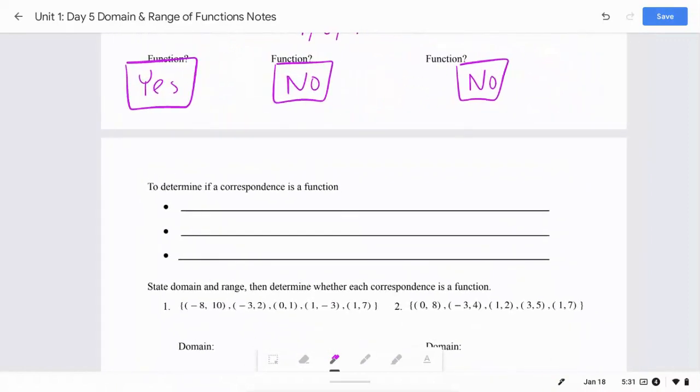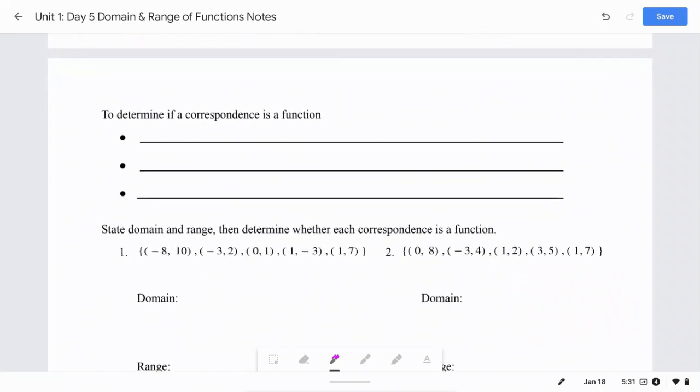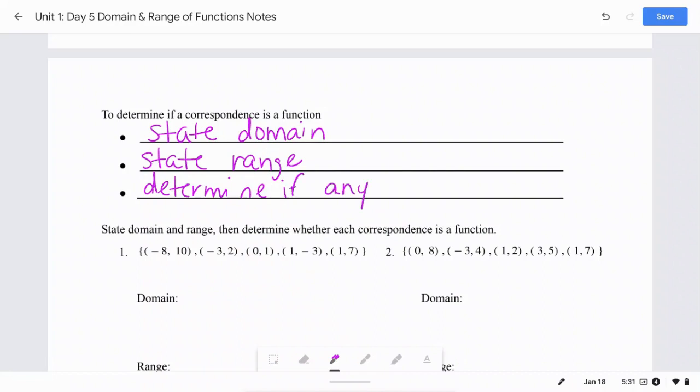Okay, so again, just to kind of refresh your memory on what we've talked about, to determine if a correspondence is a function, the first thing we always do is we state the domain. The second thing we do is we state the range. And then the third thing we do is we determine if any x's repeat.